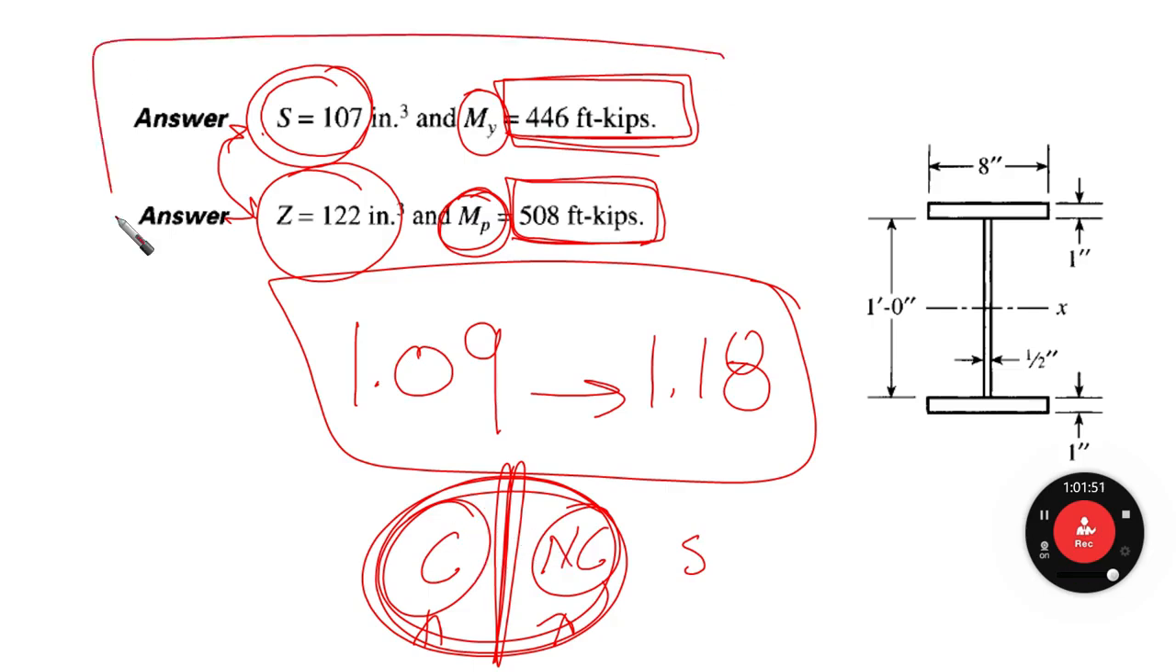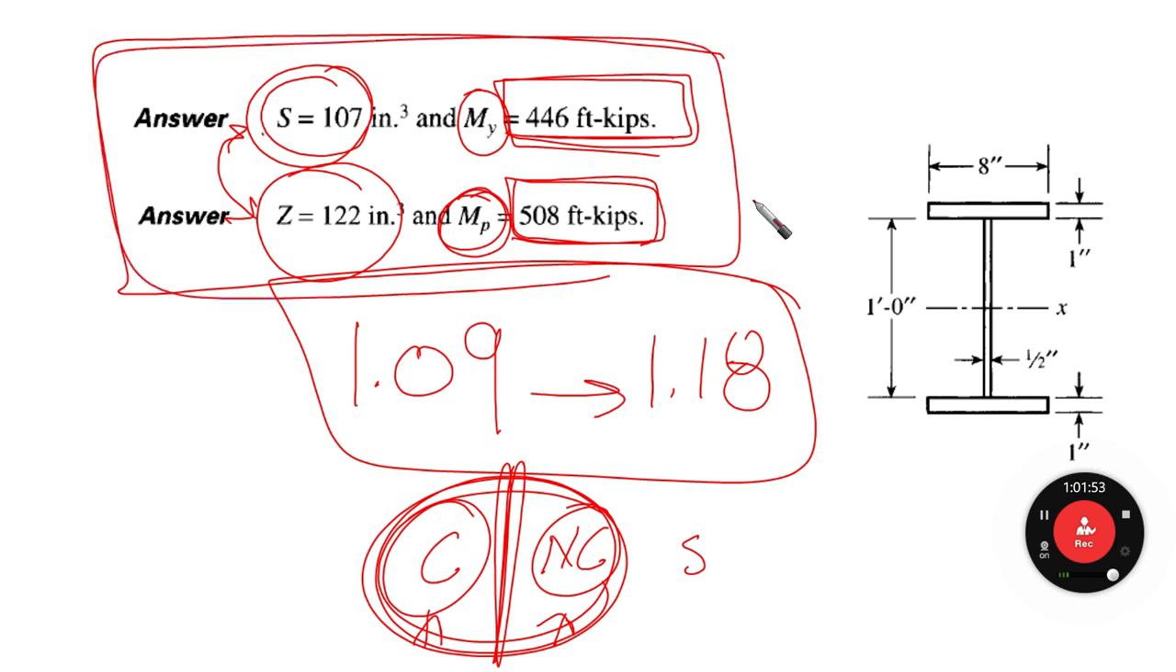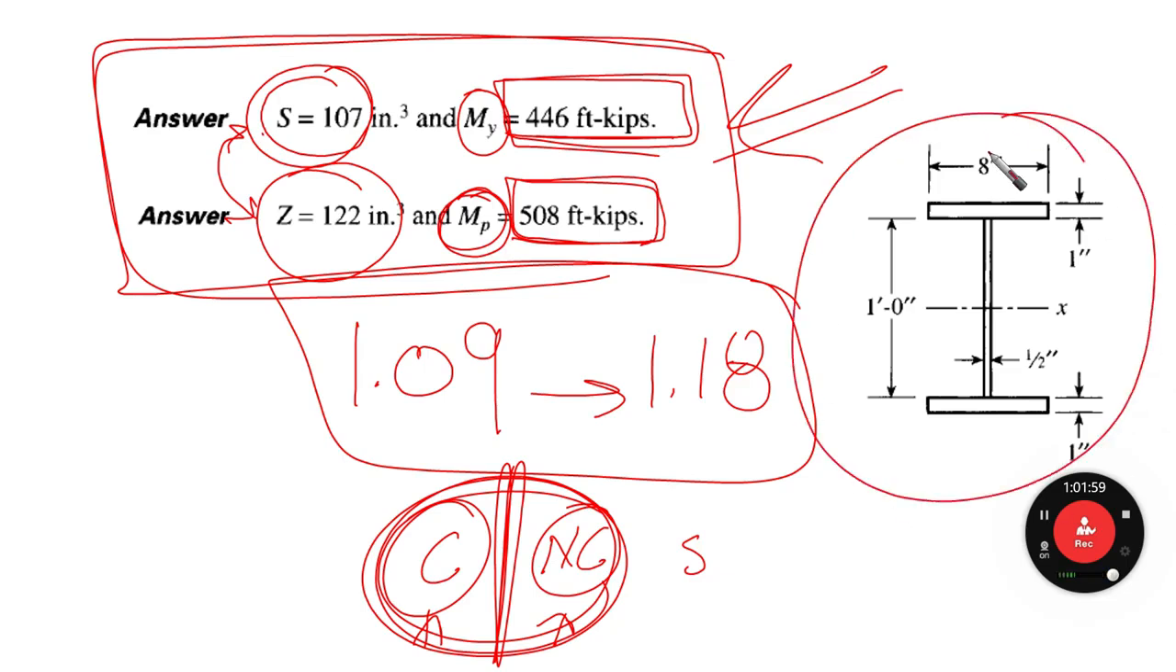So anyway, this is a very good example for us. I hope that you can understand it well, and that from now on, for any cross section, whether it is symmetric or not, you can derive the plastic section modulus of the section and the plastic moment. You can obtain it well.